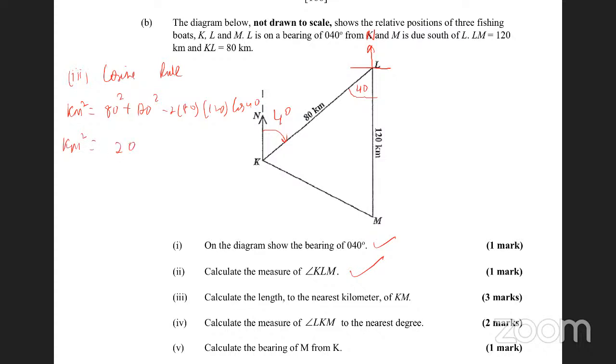The squared part here, before you square root it. The whole thing? Then you square root that, right? You get the square root and you get 78. So KM is 78 kilometers.